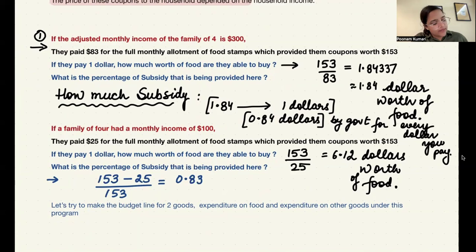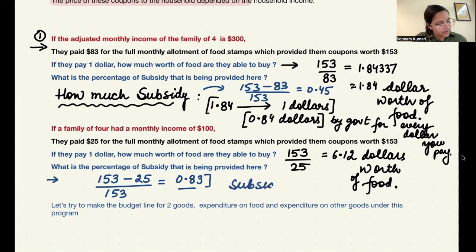And here, what was my number? 0.45. So this much subsidy is being provided. So this is, अगर मैं percentage में बात करूँ तो कितना percent? 83%. 83% subsidy, which is huge, right?